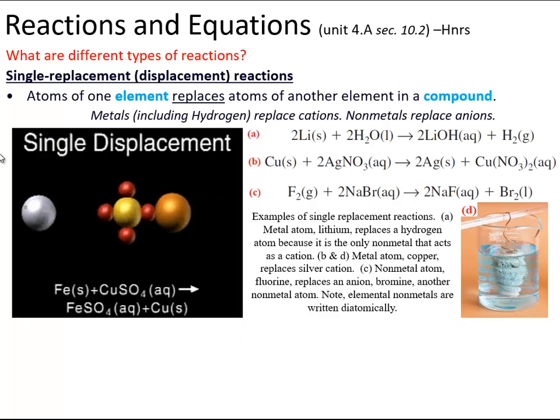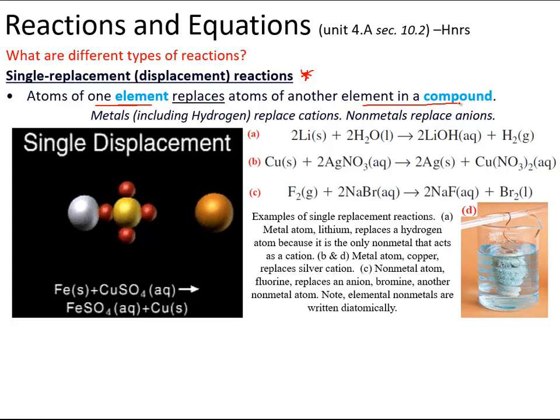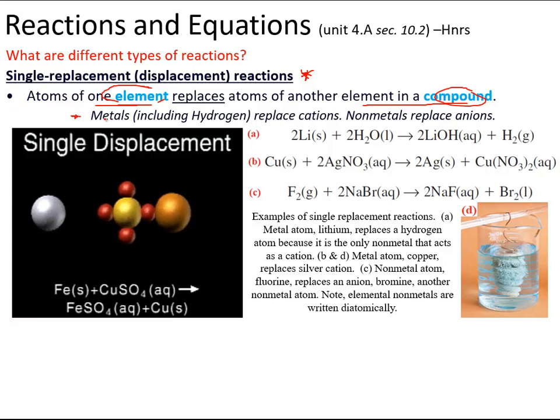The next chemical reaction is called a single replacement or displacement reaction. This is an important one which you have to memorize in terms of understanding what the products form. In a single replacement reaction, one element replaces an atom of another element in a compound. Keyword here: element to a compound. You can also consider it that metals will always replace cations, including hydrogen, because it's considered a cation, or non-metals will replace anions. Remember the negative charges, right?